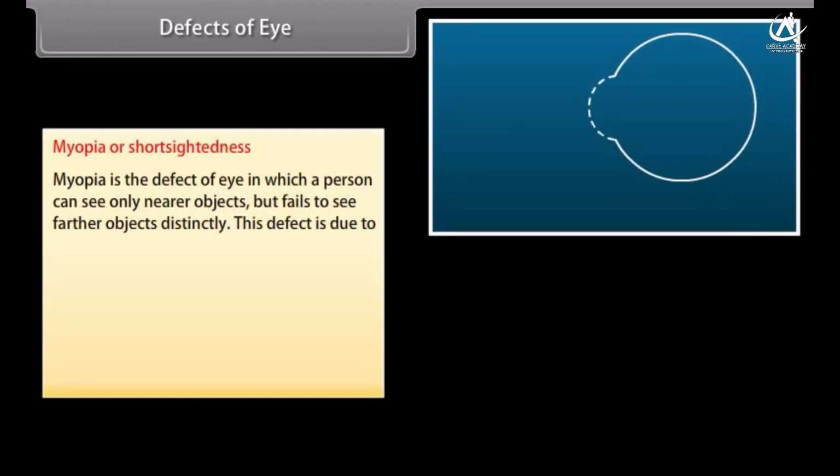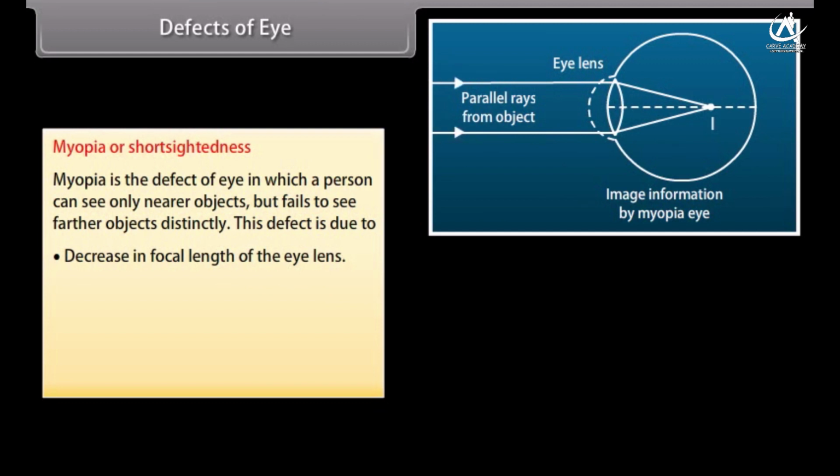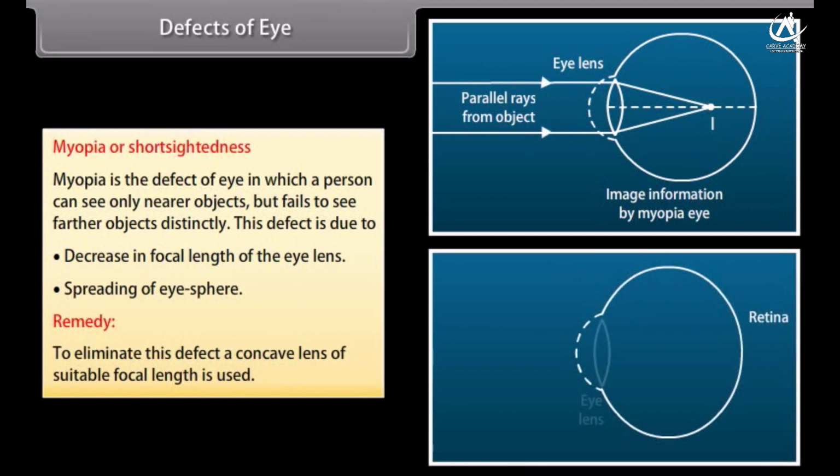Defects of the eye. Myopia or short-sightedness. Myopia is the defect of the eye in which a person can see only nearer objects but fails to see farther objects distinctly. This defect is due to: 1. Decrease in focal length of the eye lens. 2. Elongation of the eye sphere. Remedy: to eliminate this defect, a concave lens of suitable focal length is used.